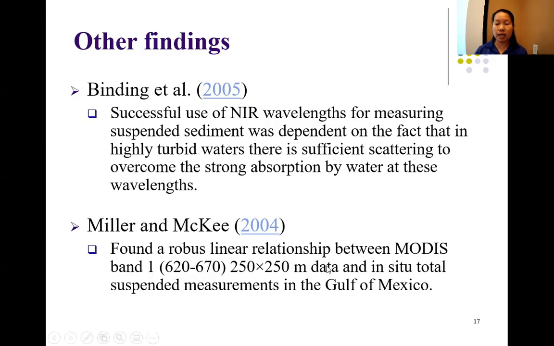And this other study showed that they found a robust linear relationship between MODIS band 1, which is 620 to 670 nm, with this 250 meter resolution data, combined with in situ total suspended measurements in the Gulf of Mexico. So basically in our Gulf of Mexico area, robust means that it is relatively stable. Like you can use a different data set or measure at a different time, and you may still find a similar linear relationship. So this study basically said that MODIS is a good data set to use.